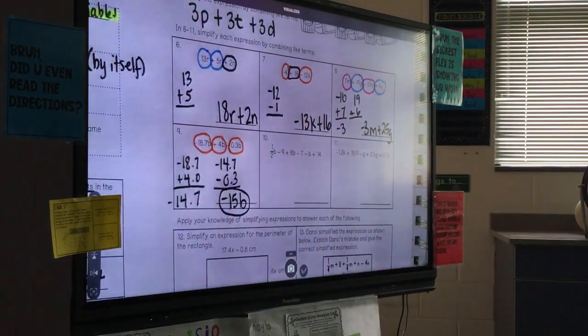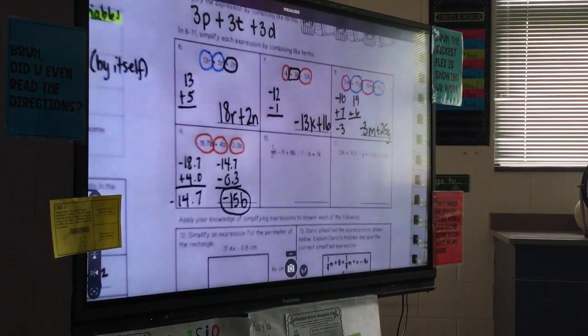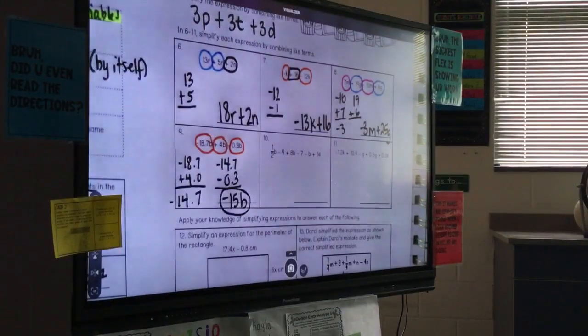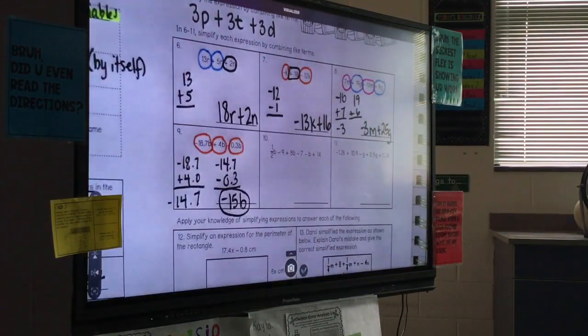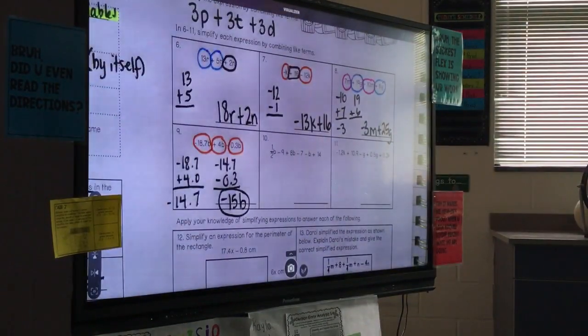Some of y'all are looking at me like, how'd you get that? When you have two negatives, what do you actually do with them? You add them. Okay? So those two negatives you're actually adding. And it goes back to the same one for number 7. If you put it up just like that, you're essentially going to be adding them.